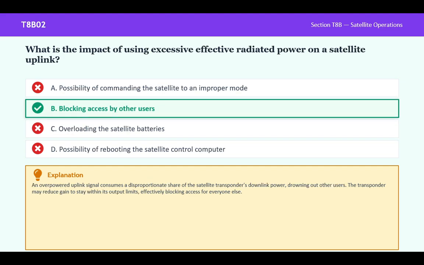What is the impact of using excessive effective radiated power on a satellite uplink? B. Blocking access by other users. An overpowered uplink signal consumes a disproportionate share of the satellite's transponder downlink power, drowning out other users. The transponder may reduce gain to stay within its output limits, effectively blocking access for everyone else.